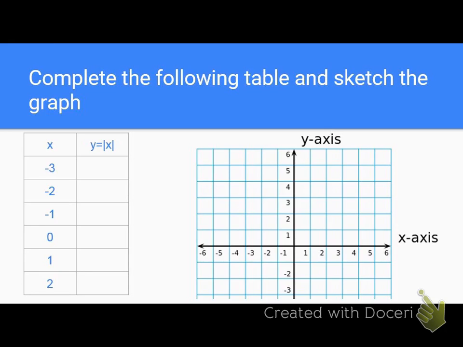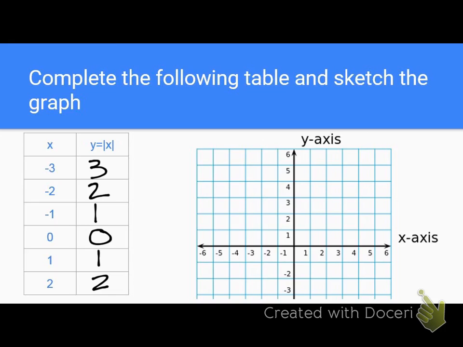So if we plug in -3 over here, what's the absolute value of -3? It's just going to be +3. We can continue with that, so -2, absolute value of -2 is 2, absolute value of -1 is 1, absolute value of 0 is 0, absolute value of 1 is 1, and the absolute value of 2 is 2.